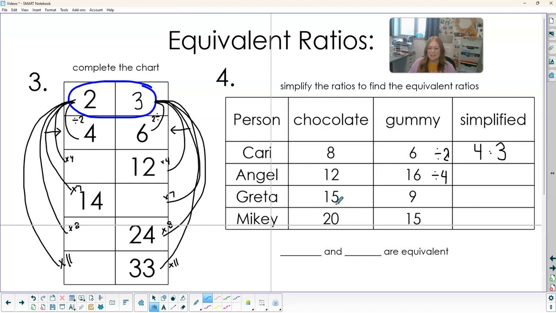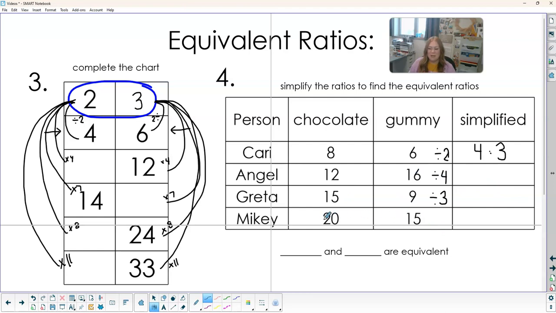15 and 9. So they're 6 apart, but 6 can't go into 9. So we're going to start at 6 and go down. 5 can't go into both of them. 4 can't go into both of them. 3, 6, 9, 12, 15. Yes, we're going to divide them both by 3. So 15 divided by 3, 9 divided by 3.